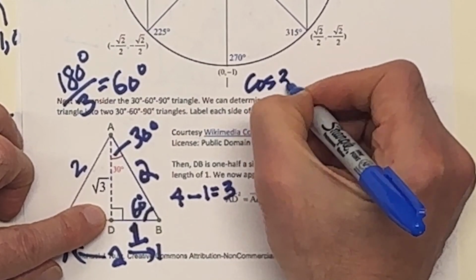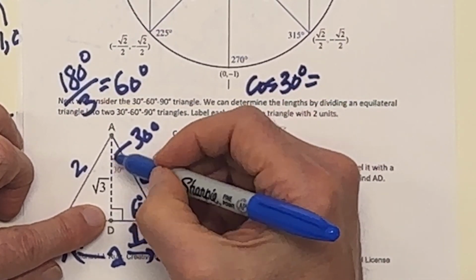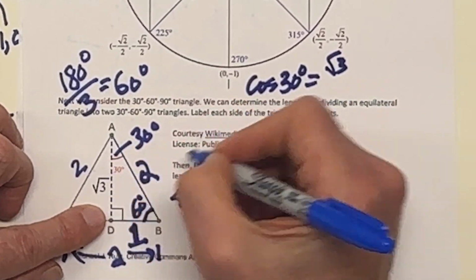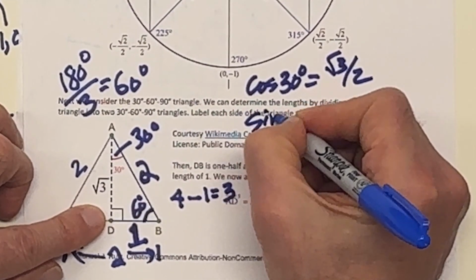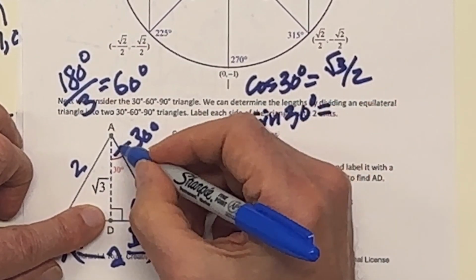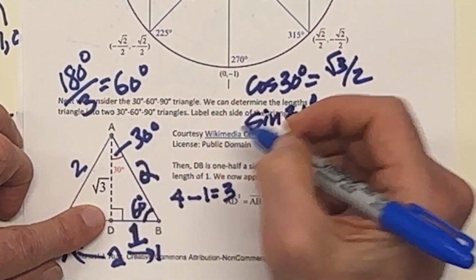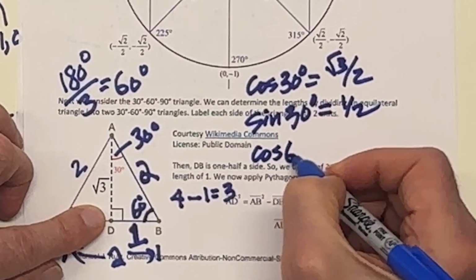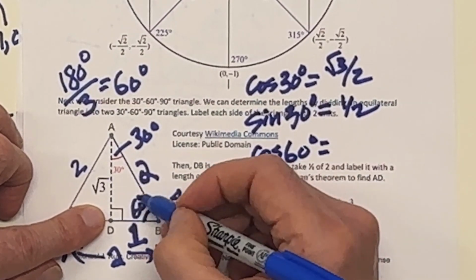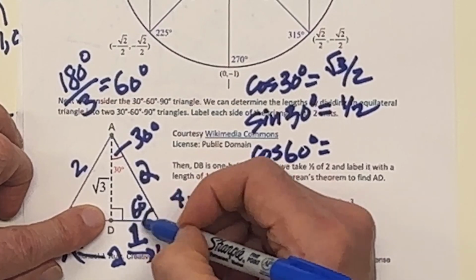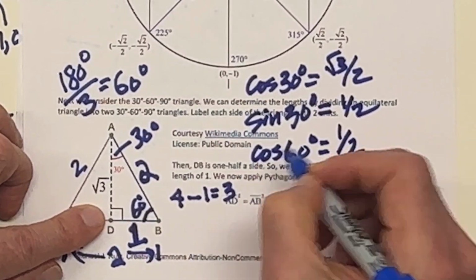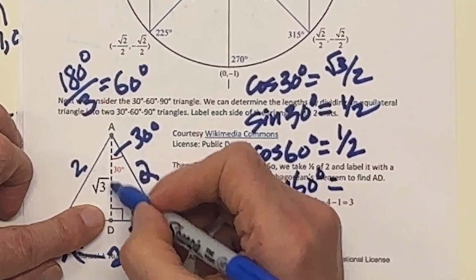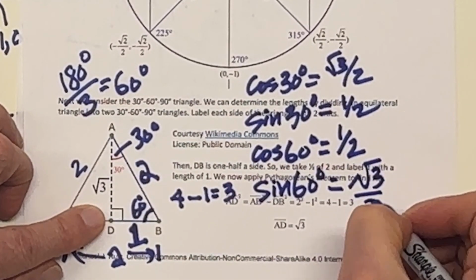The cosine of 30 would be the adjacent, that's this one here, root 3 over the hypotenuse 2. And the sine of 30 is this one here, 1 divided by 2, is 1/2. And then I can get the cosine of 60. Cosine of 60, the adjacent is 1, and I would divide by the hypotenuse 2. And the sine of 60 would be the opposite, square root of 3 divided by 2.